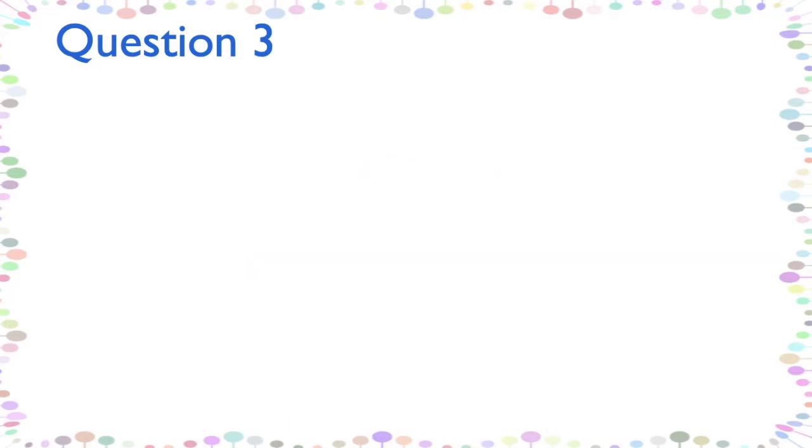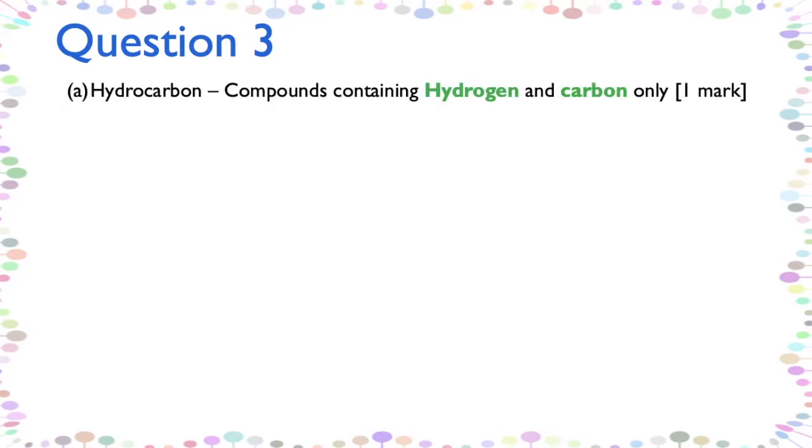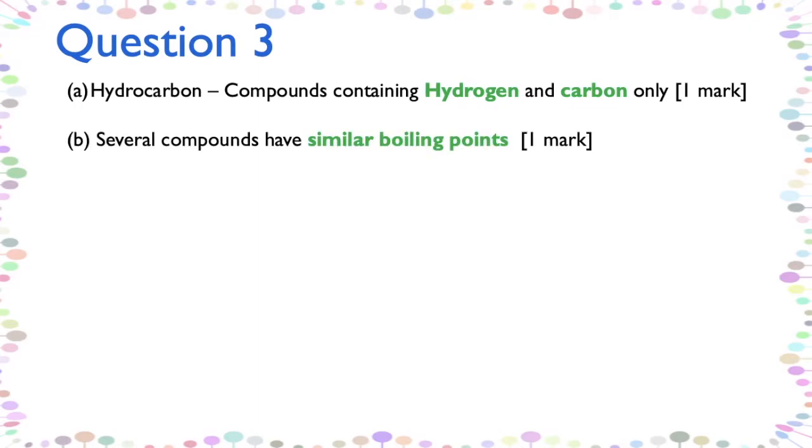For question 3a, we need to state what is meant by a hydrocarbon. A hydrocarbon is a compound that contains hydrogen and carbon only. So you need to mention that they contain hydrogen and carbon. For question B, we have to say why it is separated. And as I said earlier, separation is always due to the boiling point or the chain length.